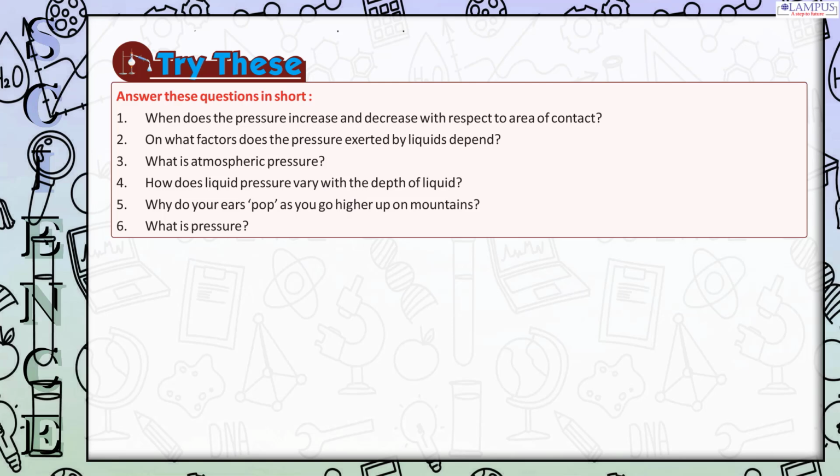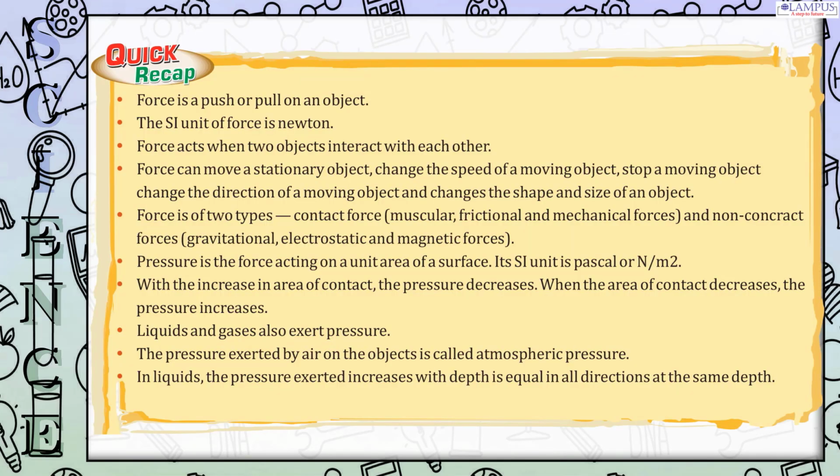6. What is pressure? Quick recap. Force is a push or pull on an object. The SI unit of force is Newton. Force acts when two objects interact with each other. Force can move a stationary object, change the speed of a moving object, stop a moving object, change the direction of a moving object, and change the shape and size of an object.